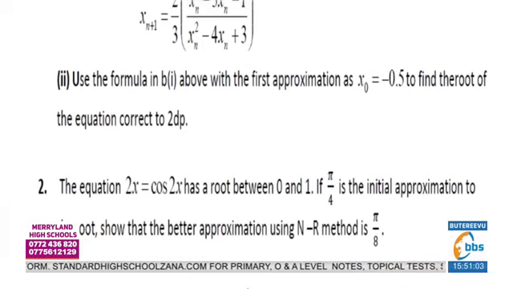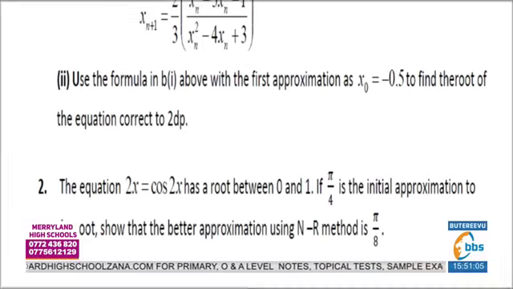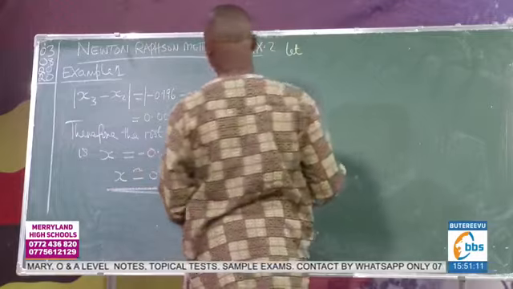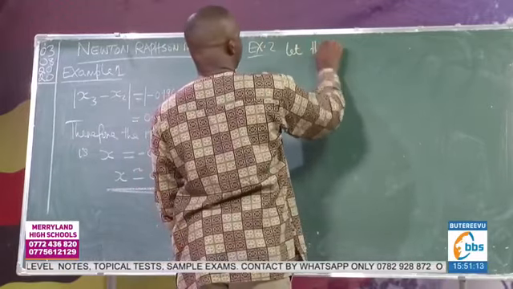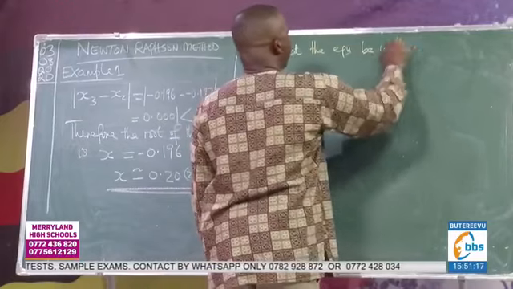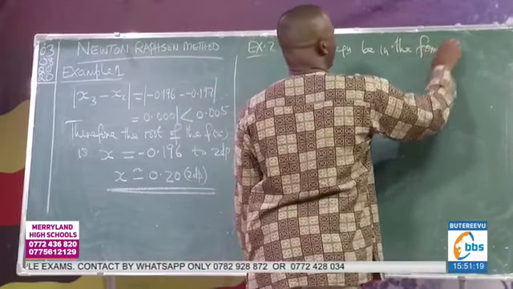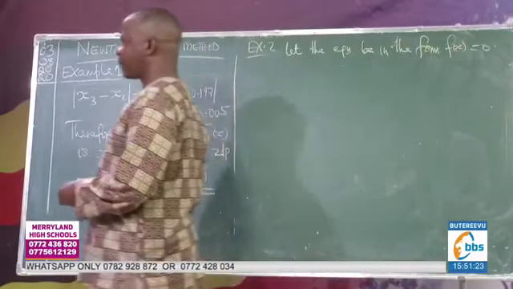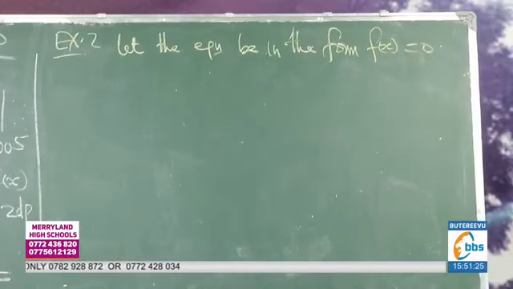Number 2, we shall let our equation be in the form of f of x is equal to 0. We put that equation in the form of f of x is equal to 0.